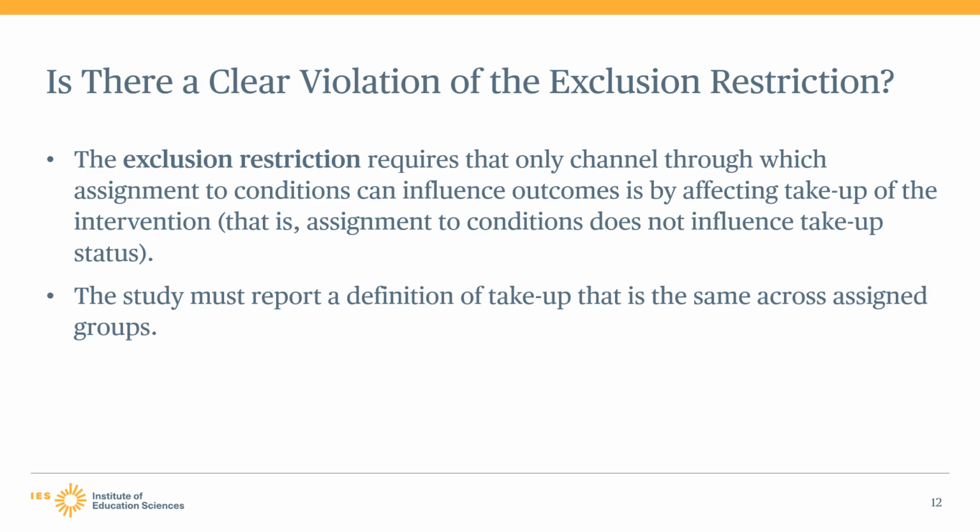For example, the exclusion restriction would be violated if participants assigned to the intervention group received offers to convince them to enroll in the comparison group instead. Other violations of the exclusion restriction may be similar to confounding factors. For example, if all classes in the intervention group meet in the morning and all classes in the comparison group meet in the afternoon. If there is a clear violation of the exclusion restriction, then the study finding will receive the research rating of does not meet WWC standards.